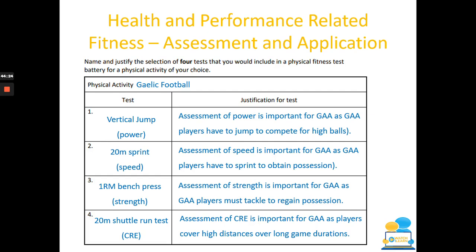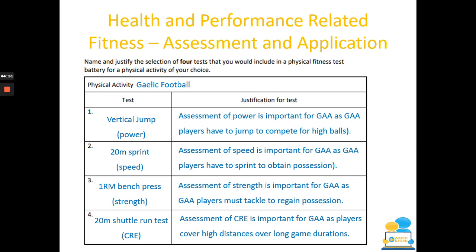20-meter sprint, so for speed. Assessment of speed is important for GAA as players have to sprint and accelerate to obtain possession of the ball, often during a game. The next test is a 1-rep max bench press to assess strength. So strength is important for tackling. A lot of tackles involve a horizontal pressing motion. So again, pushing your arms out in front of you. If you do that right now, that's the motion that a lot of GAA players will use when they're tackling.